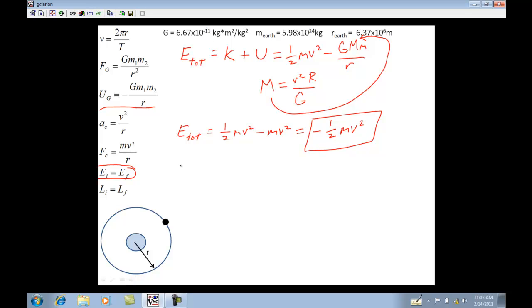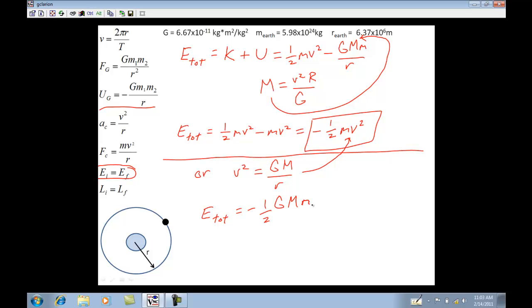All right. Now, the other thing that you may be asked for is to write this in terms of R. Another way of solving this is if we say V squared is equal to big GM over R, and plug that into this equation, we would get E total as being equal to negative 1/2 big G, big M, little m over R. Make sure I double check my math on all this stuff.